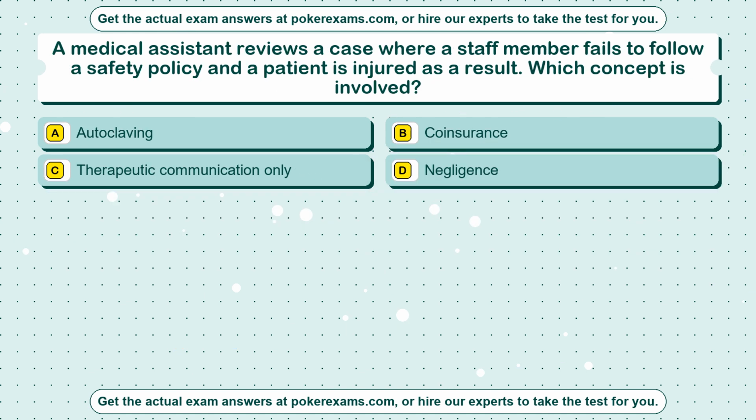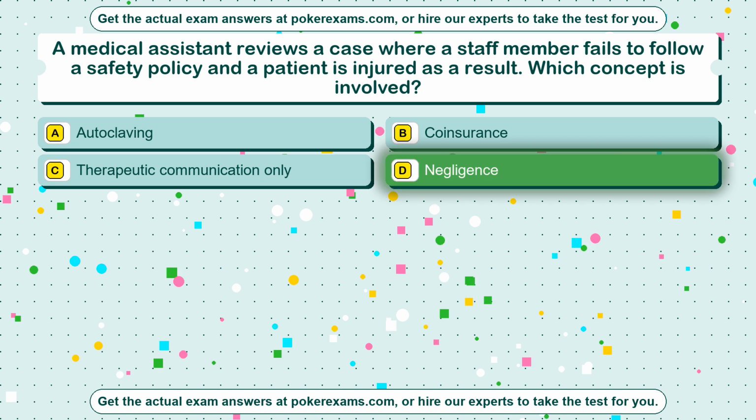Question 79. A medical assistant reviews a case where a staff member fails to follow a safety policy and a patient is injured as a result. Which concept is involved? Option A, autoclaving. Option B, coinsurance. Option C, therapeutic communication only. Option D, negligence. The correct answer is option D, negligence.